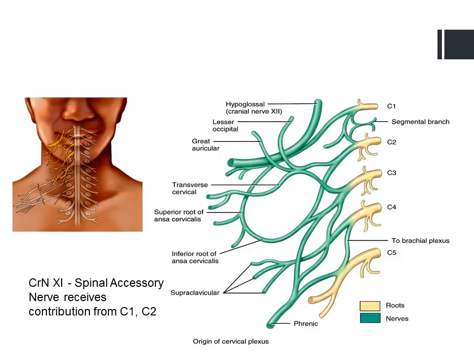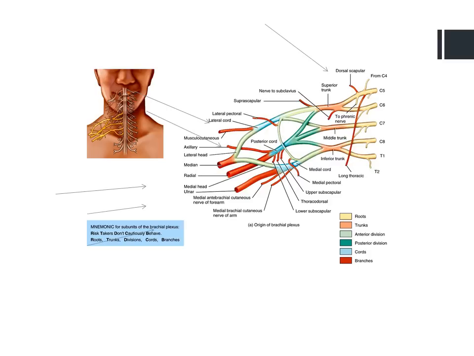Continuing downward, as we continue down the cervical spine, we see the cervical spine nerve roots C5, C6, C7, C8, T1, and then also occasional contributions from C4 and T2, which gives us the brachial plexus. So let's spend some time here now on the brachial plexus.